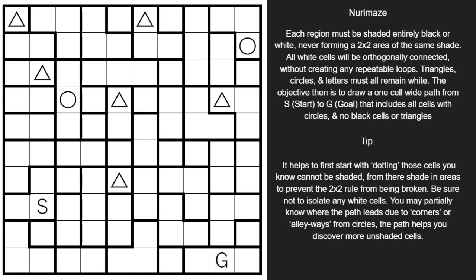Lastly, the objective is you're going to be creating a one cell wide path connecting the S and the G. And that path must go through all the circles, and it cannot pass through any of the triangles or any black cells. And that is it for the rules.